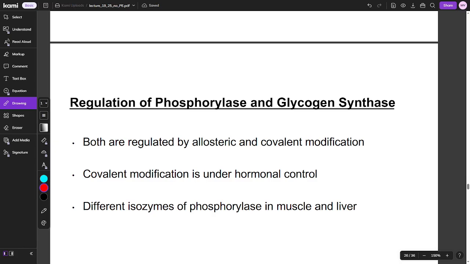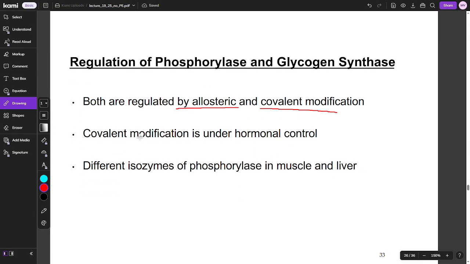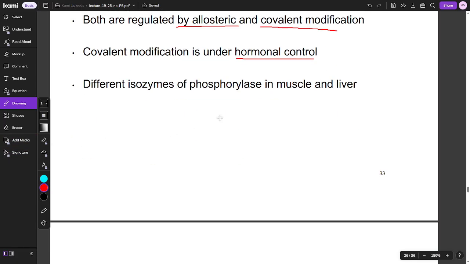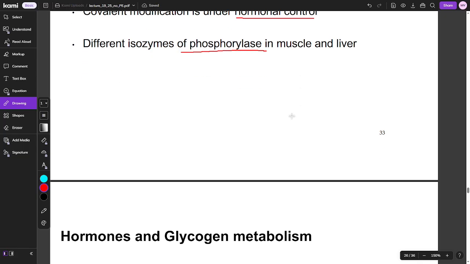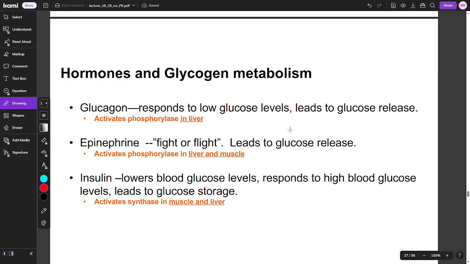They're both regulated allosterically and covalently. And then there's covalent modifications under hormonal control. So you should immediately be thinking about insulin and glucagon, phosphorylation, dephosphorylation. And then there's different isozymes of the phosphorylase in muscle and liver, but don't really care too much about that.